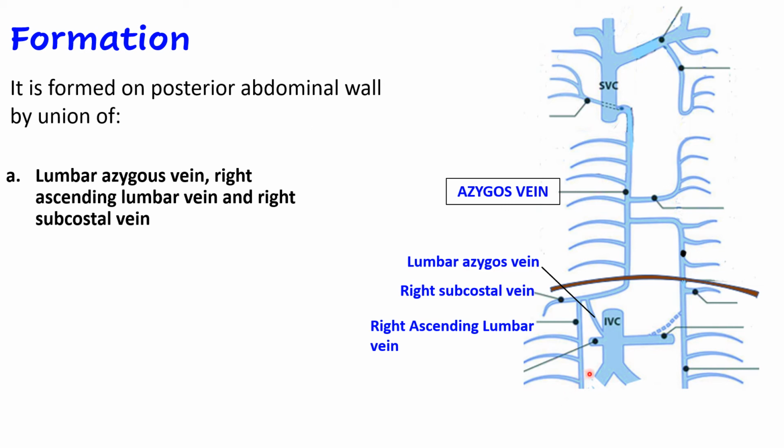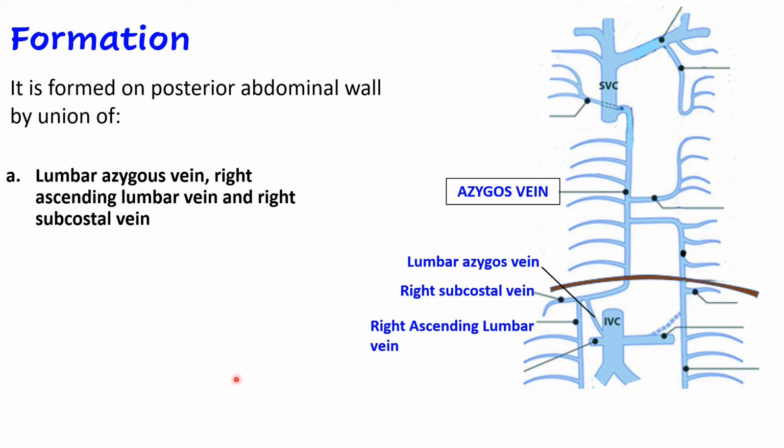Lower two drain directly into the inferior vena cava, whereas the upper two are usually tributaries of the ascending lumbar vein. This ascending lumbar vein ascends along the posterior abdominal wall deep to the psoas major muscle, and it is joined just below the diaphragm by the right subcostal vein. These three veins, by joining, form the azygos vein. These three veins are the lumbar azygos vein, right ascending lumbar vein, and right subcostal vein.